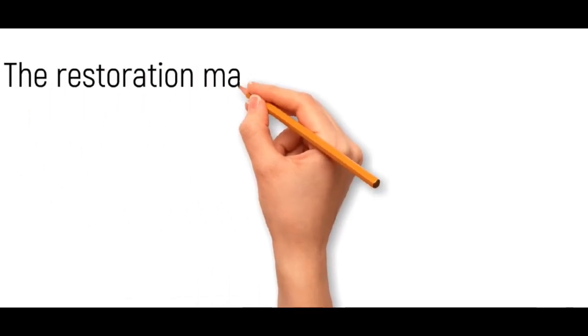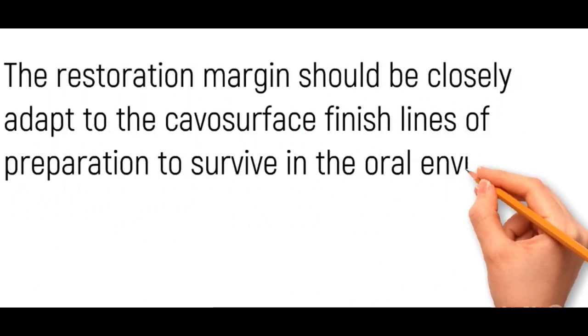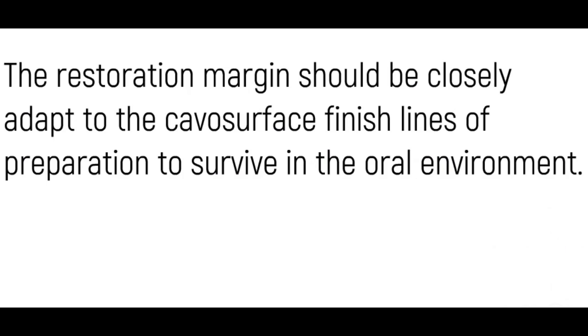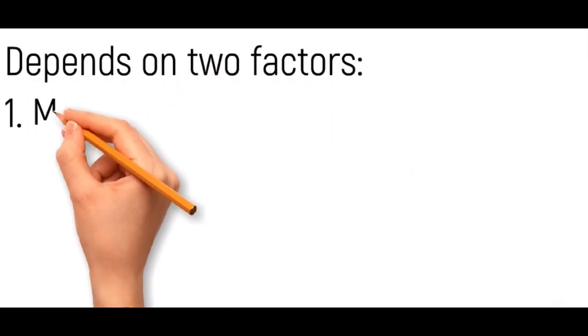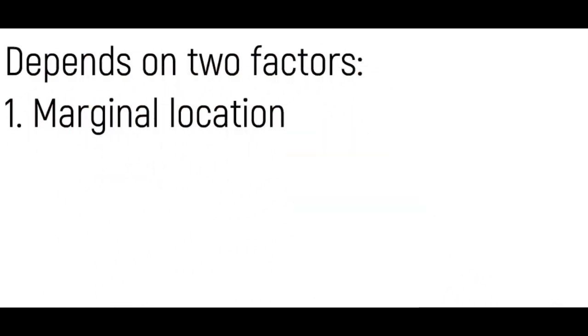The restoration margin should be closely adapted to the cavo-surface finish lines of preparation to survive in the oral environment. The cavo-surface angle is the angle of tooth structure formed by the junction of a prepared wall and the external surface of the tooth. I'll show you the picture of the finish lines of preparation later in this video. Now we will talk about the factors of marginal integrity. It depends on two factors, the marginal location and the geometry.